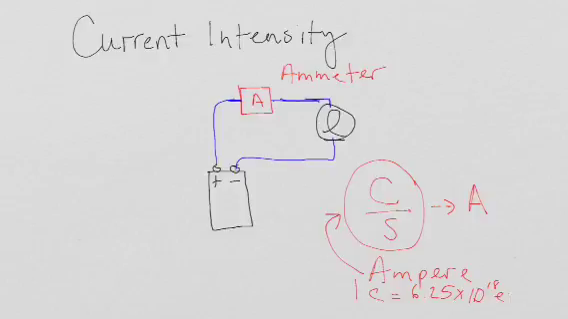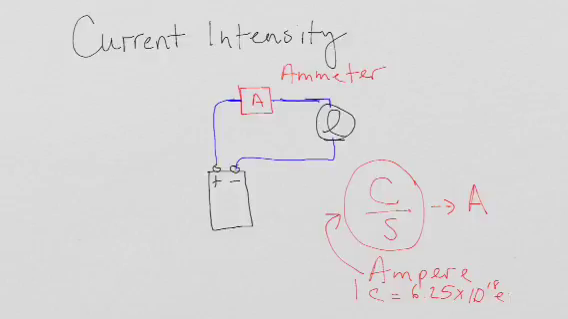And if we look at the definition of current intensity, we're actually looking at how much charge is passing by a point in every second. How many amps of current intensity there is running through that circuit. And here's the cool thing about an ammeter.